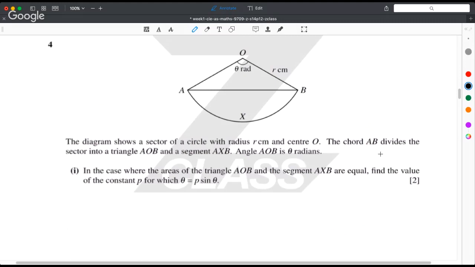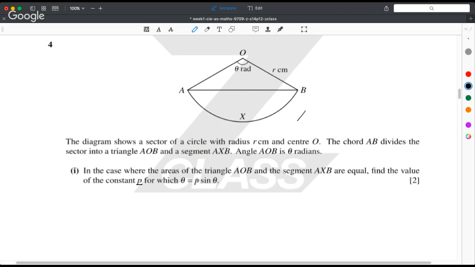Okay, question 4. So here we have a setup. We've got a segment of a big circle and then this chord across it. And we're asked to find this constant p if the area of the triangle and the segment, being this bit at the bottom, are equal. The sector is the whole thing, but the segment is the bit at the bottom.